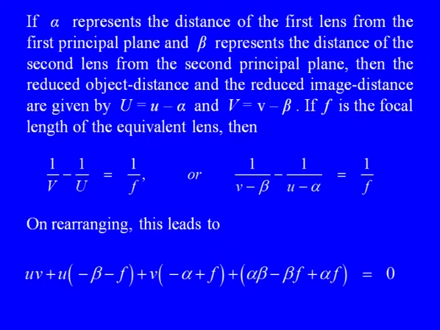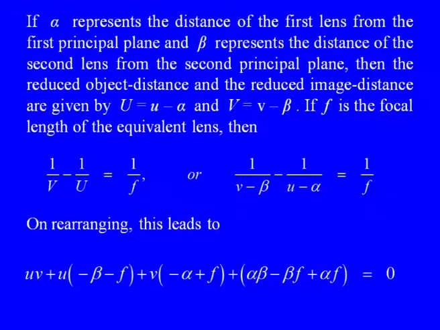So, if f is the focal length of the combination, the equivalent lens, we have the standard relation like this: 1/V minus 1/U is equal to 1/f. We put the values of capital V and capital U. So, we write 1/(v minus beta) minus 1/(u minus alpha) equal to 1/f.